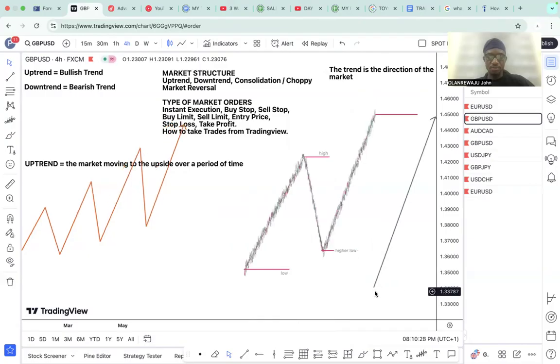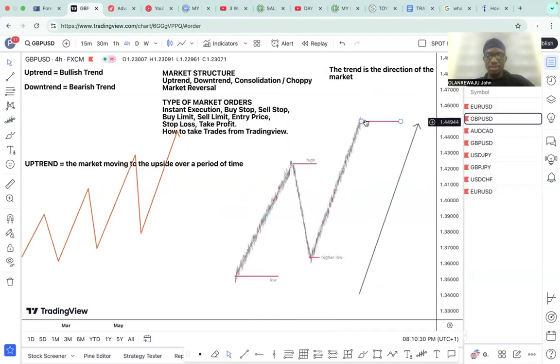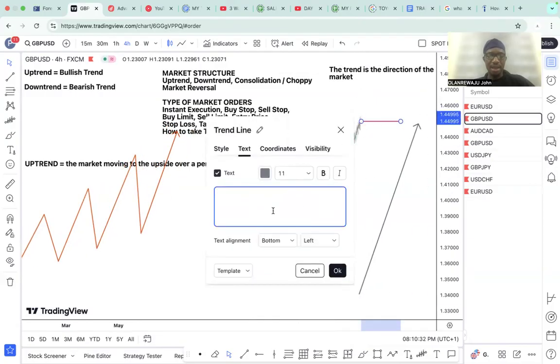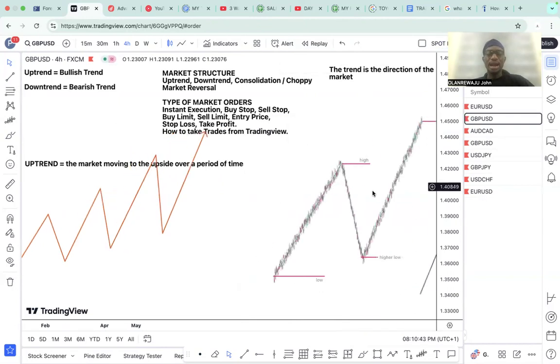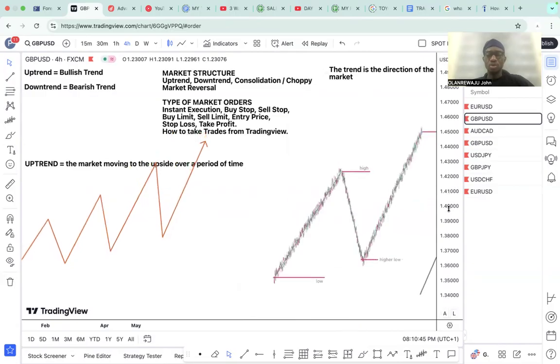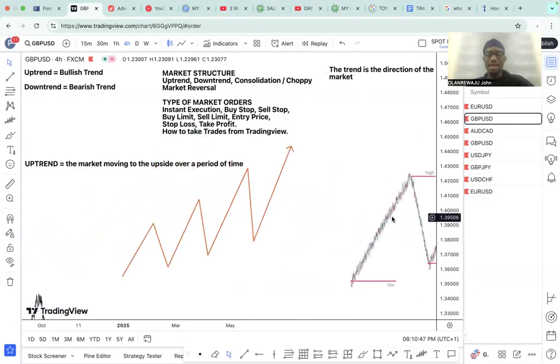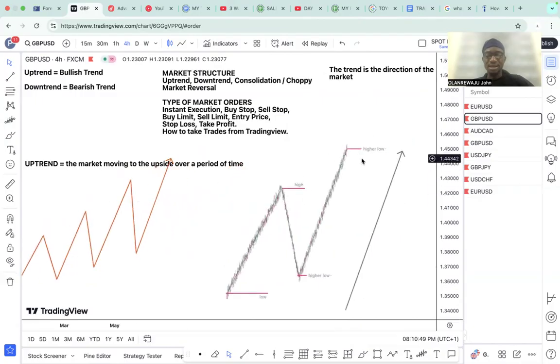Are we together? Then you come to this point. This point is called a what? Higher high. You should know the reason already by now. And why is it called a higher high? It is called a higher high because compared to the last high that the market created, this high is higher than the previous high. It's as simple as that.